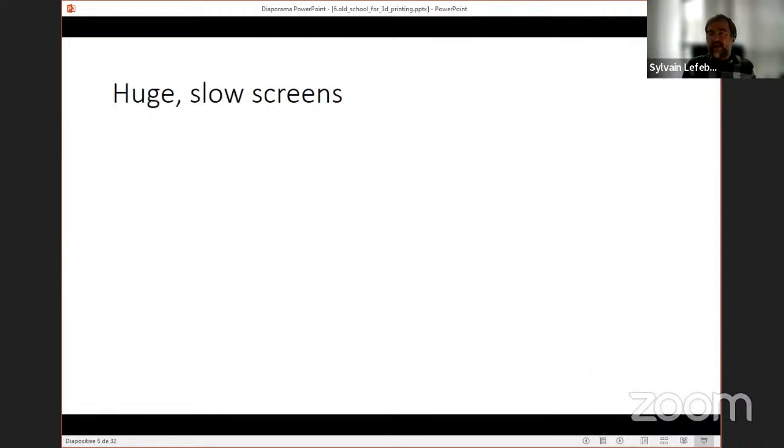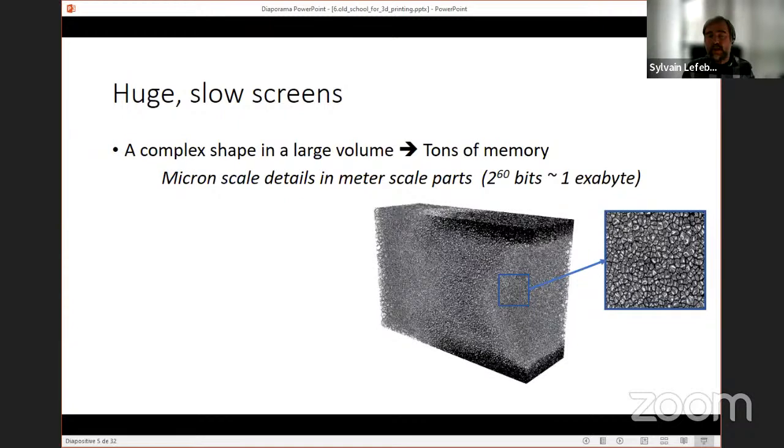So of course, you can see 3D printers as screens, but there are very specific screens, right? So first, there are huge screens and there are slow screens. So why are they huge? Well, if you think about what will probably happen in the 5 to 10 next years, we're probably going to consider micron scale details in metascale parts. And so that's 2 power of 60 bits if you just put 1 bit per voxel, and that's a lot of data, right? Roughly 1 exabyte. So that's way too much even by nowadays standard.